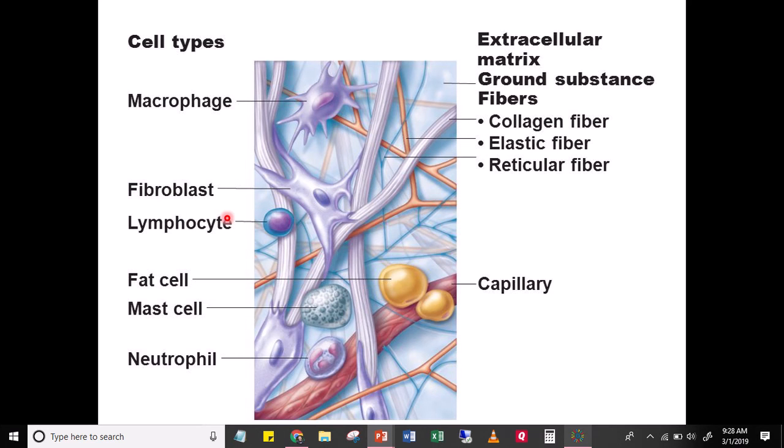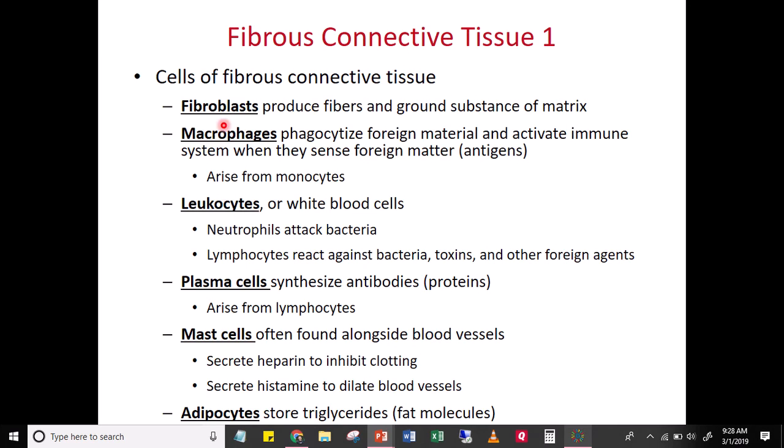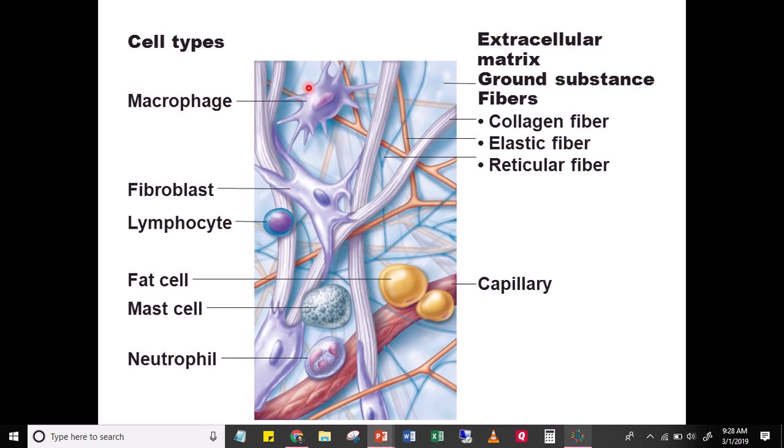We also are going to have macrophages. And when we think of a macrophage, I want you to think macro, big, phage, to eat. These are the big eating cells. What do macrophages do? Well, first let's find our macrophage. There's the macrophage right here, and this figure doesn't really do it justice in terms of how big the cell is.